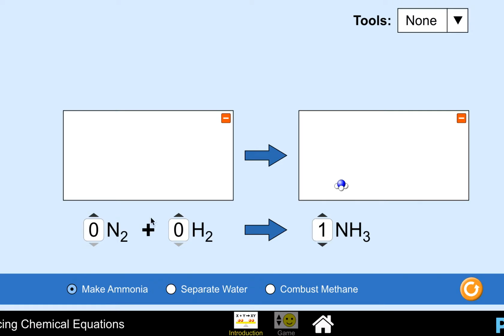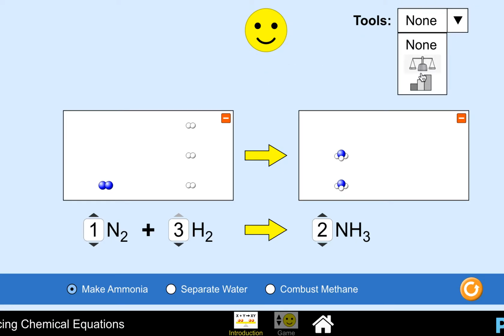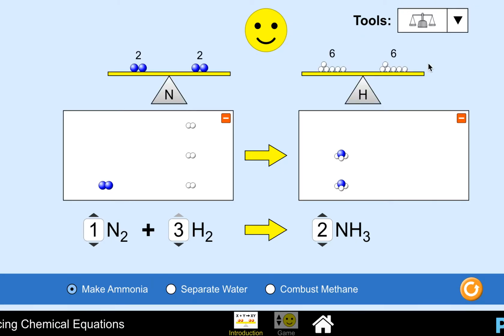I have 1 nitrogen, so it's probably unlikely that I can take 2 of these and get 1 nitrogen. So this is going to have to be 2 nitrogens, and now I have 6 hydrogens, 3 there, 3 there. So I'm going to need 6 hydrogens to come from here. So I'm going to need 3 of those, right? And when you get it right, you get a nice smiley face. Wahoo! And also you can put in some balance beams to make sure everything balances, right?